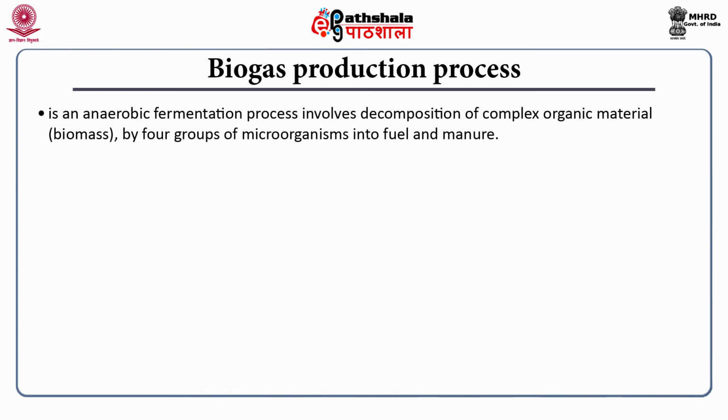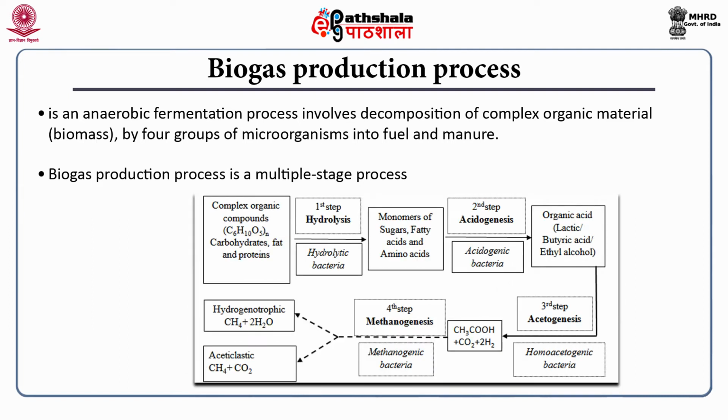Biogas production is an anaerobic fermentation process by different groups of microorganisms that results in the conversion of organic matter in 4 main steps. It involves decomposition of complex organic matter by 4 groups of microorganisms into fuel and manure. It is a multi-stage process, as is clear from this figure. The first step is hydrolysis, where the complex organic compounds are converted into monomers of sugars, fatty acids and amino acids by the hydrolytic bacteria.